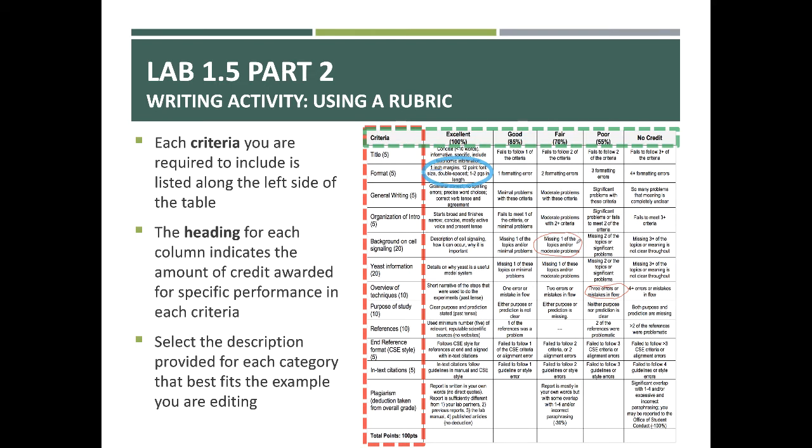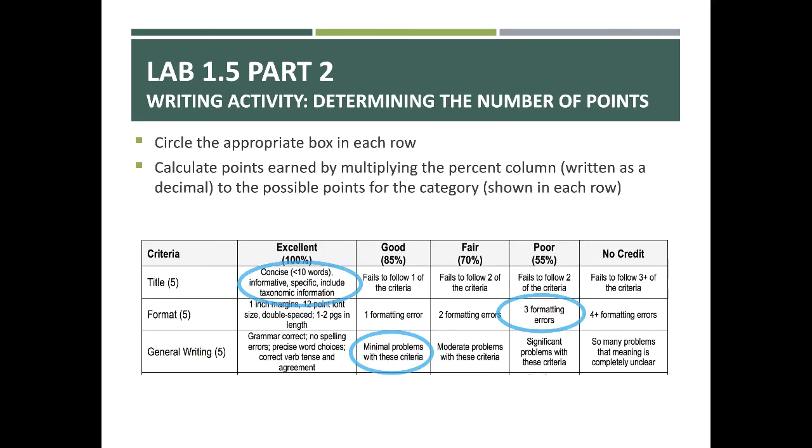In fact, I can promise you that when I send my papers off for my colleagues and friends to evaluate, they are definitely not too kind to me. They are very free at ripping my writing apart. And I want them to, because I want my writing to get better. To determine the number of points, what you do is you circle the appropriate box in each row, calculate the points earned by multiplying the percent column, written as a decimal, to the possible points for that category shown here. 100% of 5 points is 5 points.